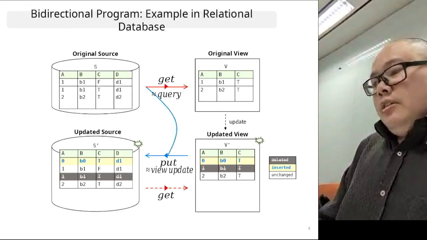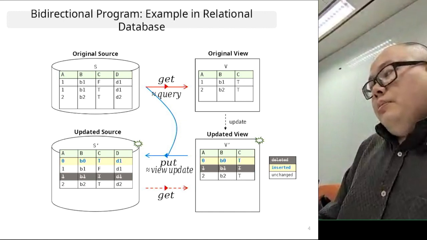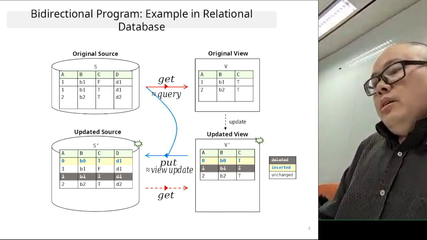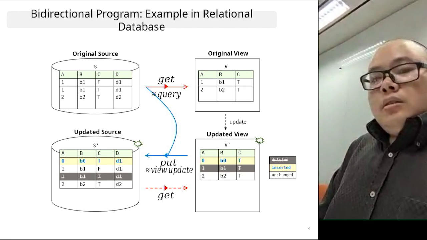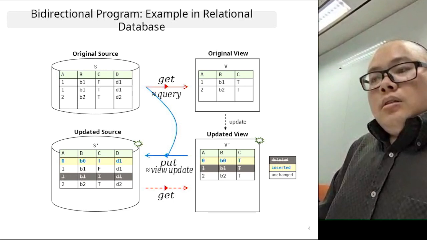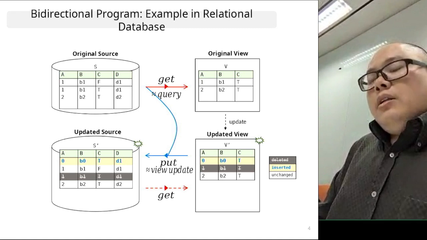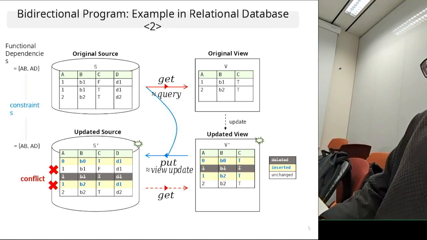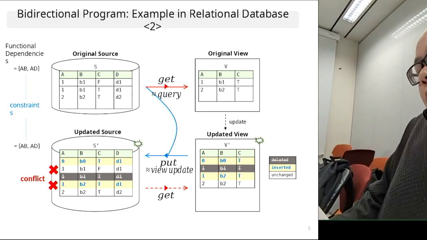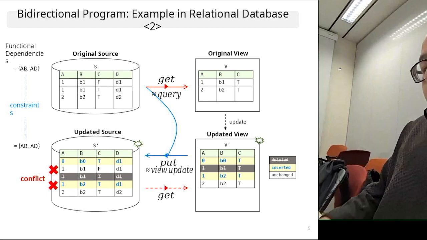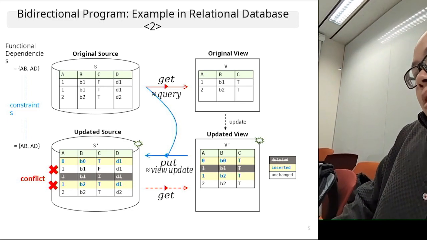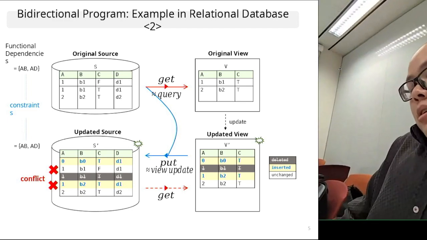To ensure consistency, these two programs get and put must satisfy two properties, GetPut and PutGet. The first property means if you have the view V, which is the result of getting over the source S, and you use the original V to put back via the backward program put, you will obtain the original source S. So if there is no change in the view side, there should be no change in the source side. For the second property, if you provide the original source S and an updated view V prime to the backward program put to obtain the updated source S prime, you can recover the updated view V prime by applying the query get over the updated source S prime.